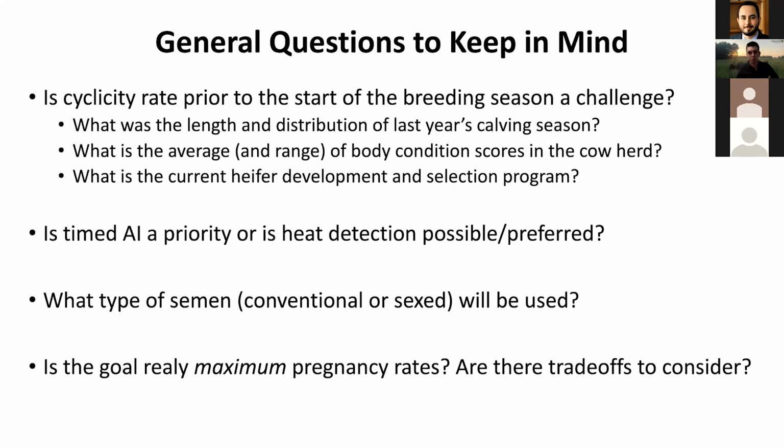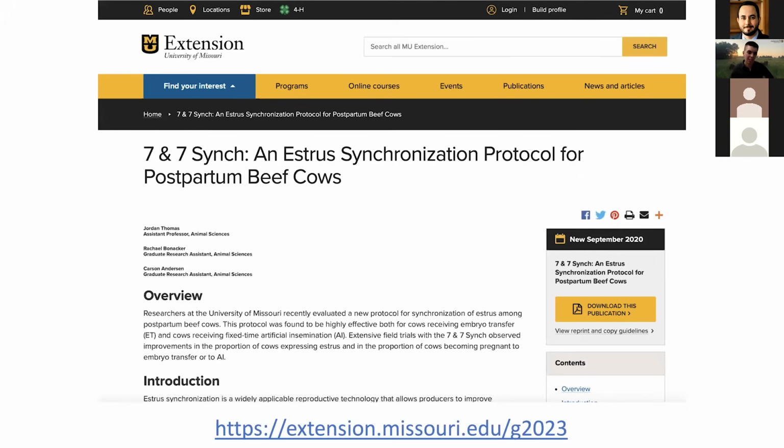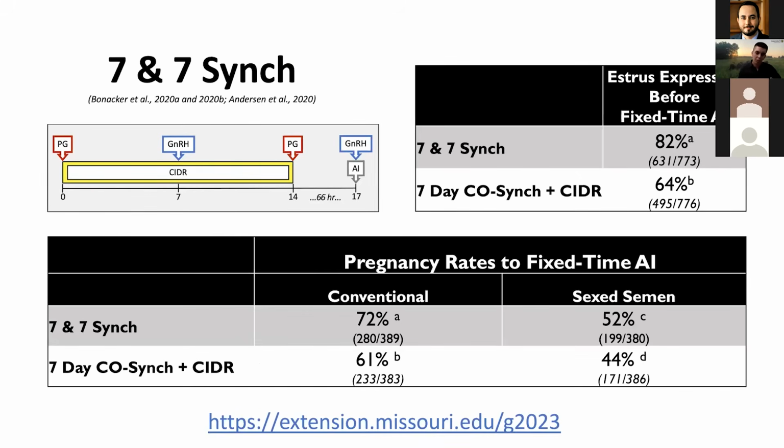I'll show you one example just in terms of some research that we've done recently. Many of you have seen some results about the 7-in-7 sync protocol that we have made a fairly high priority research-wise in terms of our research program at the University of Missouri. Continuing to have great results with that protocol in locations around the country. I'll show you a little bit of that research here just briefly, but you can also look up that extension publication I just showed. For example, a 72% pregnancy rate to a fixed time artificial insemination with conventional semen, a 52% pregnancy rate to a fixed time artificial insemination with sex semen.